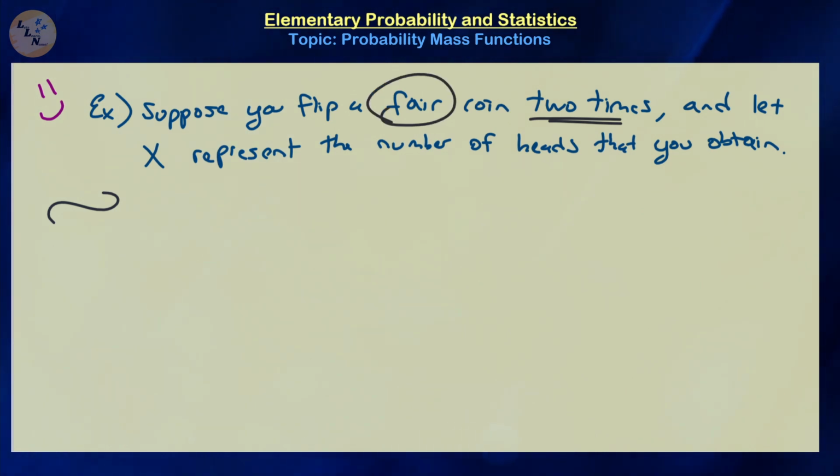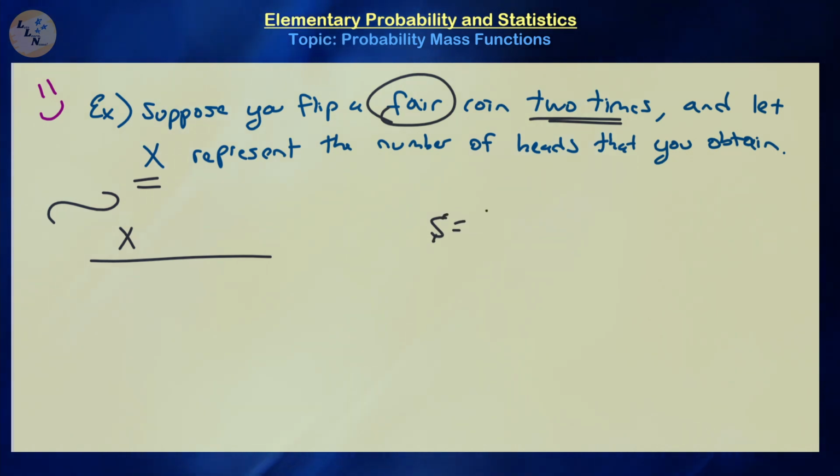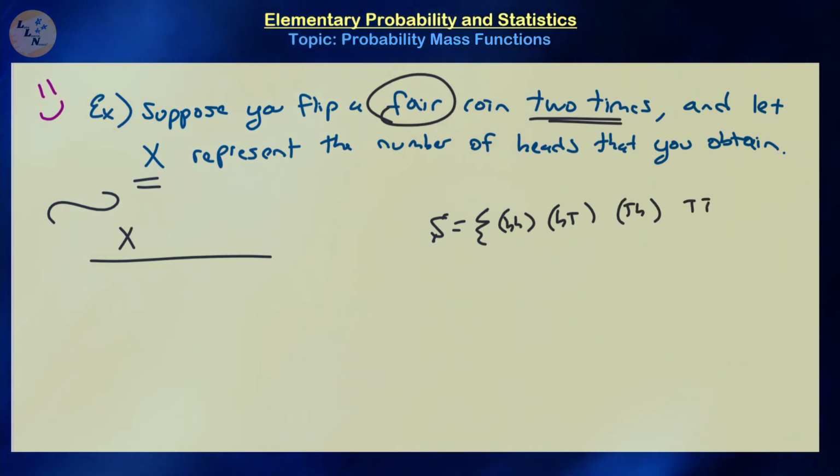When I say fair coin, that means the probability of getting a heads or a tails is 50%. And let x represent the number of times you get heads in your experiment. So what is the minimum value of the number of heads that you can get? Technically, we can list out all of the possible outcomes. We can have heads heads, heads tails, tails heads, or tails tails. Those are all of our possible outcomes in our sample space.